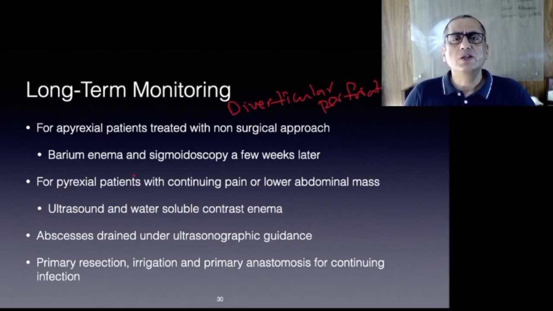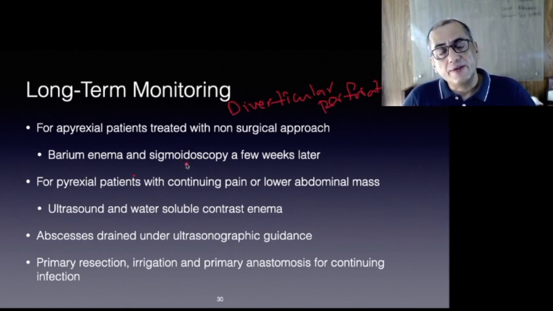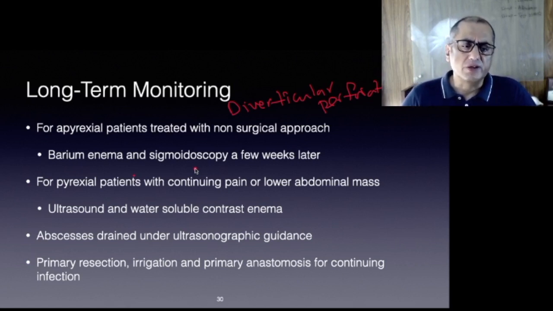If the patient continues to be pyrexial and the pain does not settle or the lower abdominal mass is enlarged, ultrasonography and a water-soluble contrast may be necessary to rule out an abscess. If an abscess is visible on an ultrasound examination, it will be drained under ultrasonographic guidance. If the infection process fails to settle despite adequate conservative treatment, surgery is indicated, which could include primary resection, irrigation, and a primary anastomosis.